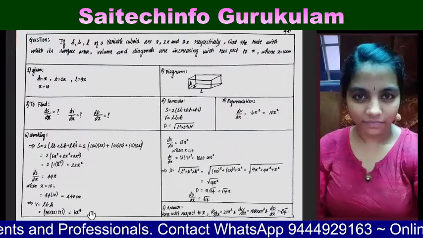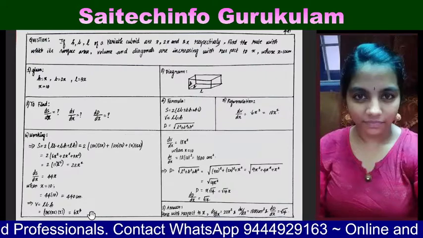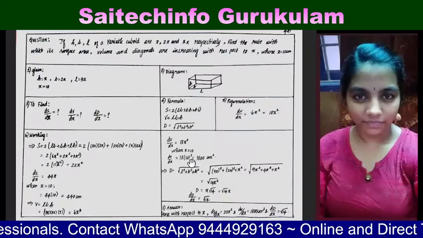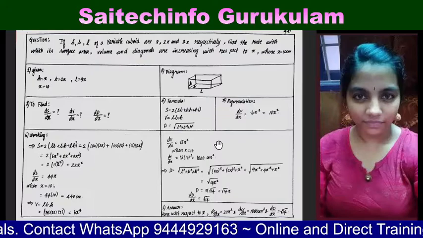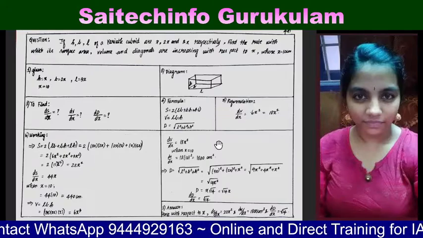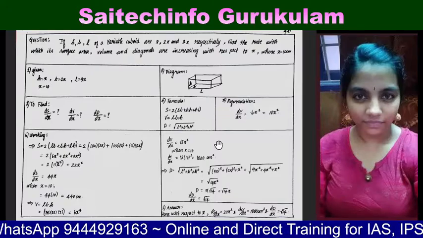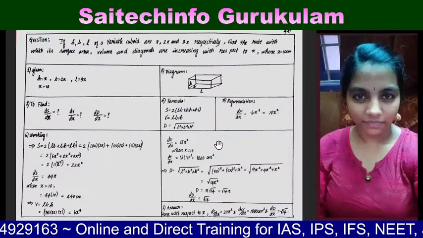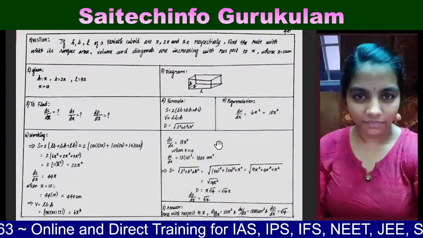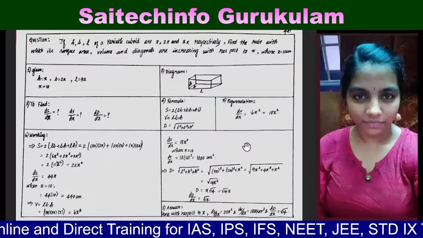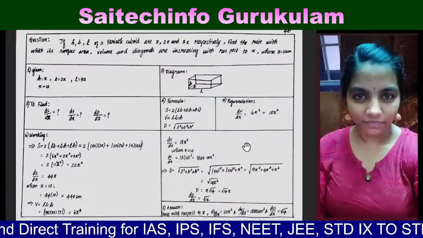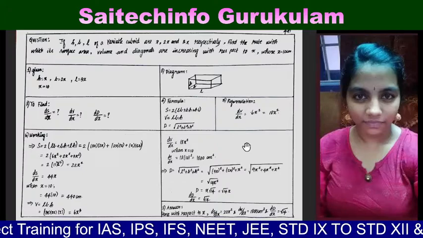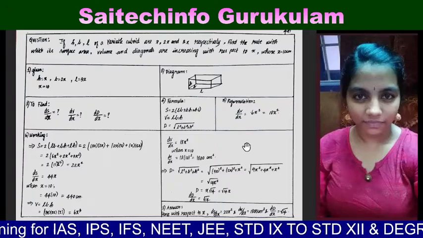Then we are moving on to the volume. V is equal to LBH. Again I am substituting L, B and H, so that I get 6x cube. Now I am going to differentiate. dV by dx is equal to 18x square. Now again we know the value of x is equal to 10. So substituting 10 in the place of x, we get 18 into 10 the whole square equal to 1800 centimeter square. Then moving on to the diagonal, root of L square plus B square plus H square.